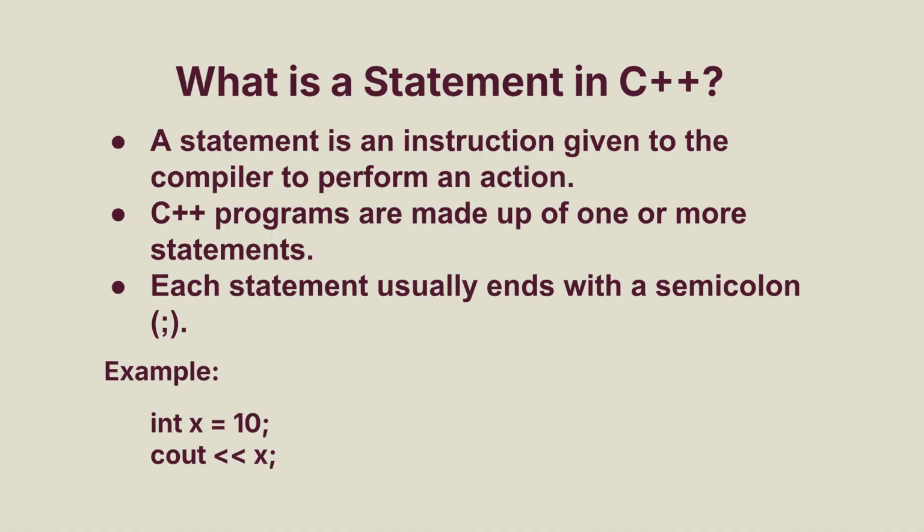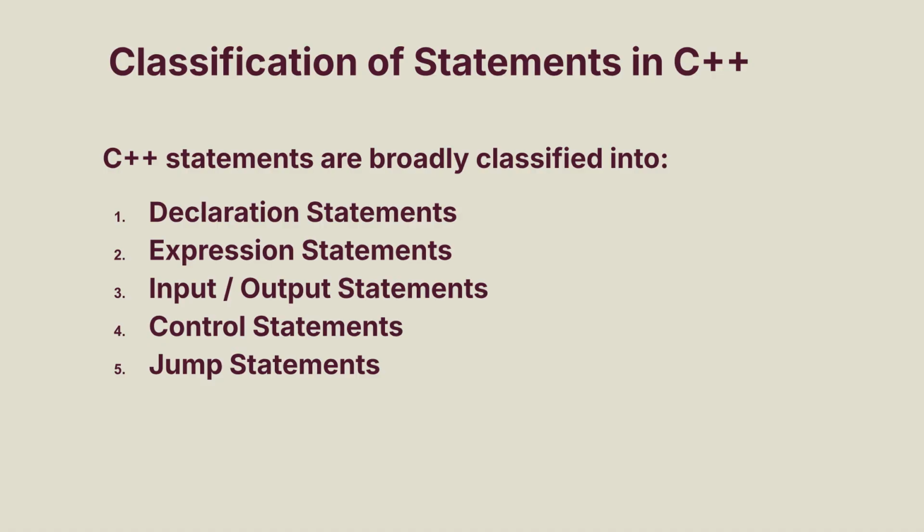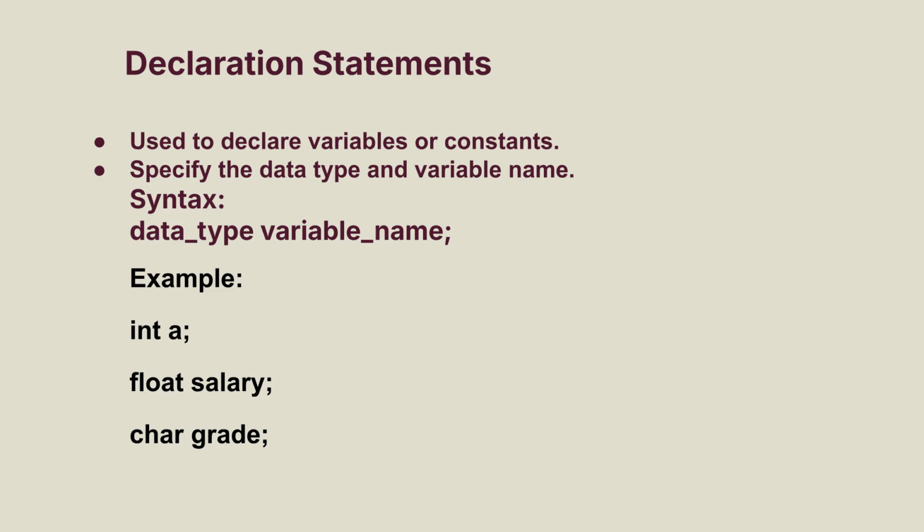A statement in C++ is an instruction given to the compiler to perform an action. C++ programs are made of one or more statements, and each one usually ends with a semicolon, as shown in the example. C++ statements are broadly classified into 5 main types: declaration statements, expression statements, input/output statements, control statements, and jump statements. Declaration statements are used to declare variables or constants, specifying their data type and name.